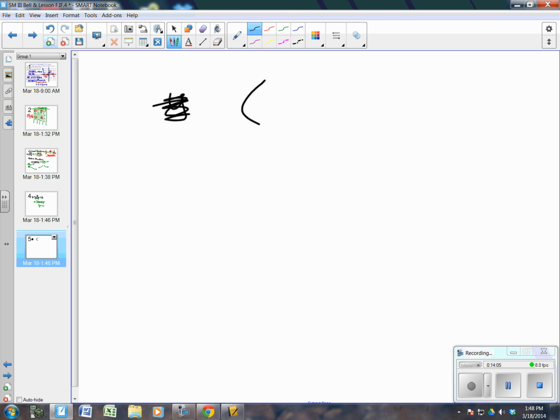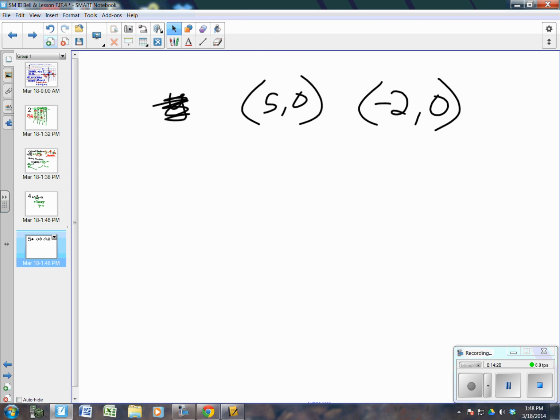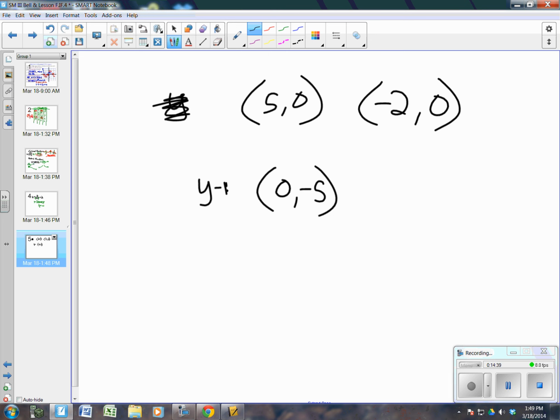I want you to write a function that has (5, 0) and (-2, 0) as your x-intercepts. Do you guys remember how to write an equation that has those as its x-intercepts? And not only that, that has a y-intercept at (0, -5). Would you be able to do that? Okay, I'm going to give you a second to see if you guys can figure it out in your groups.